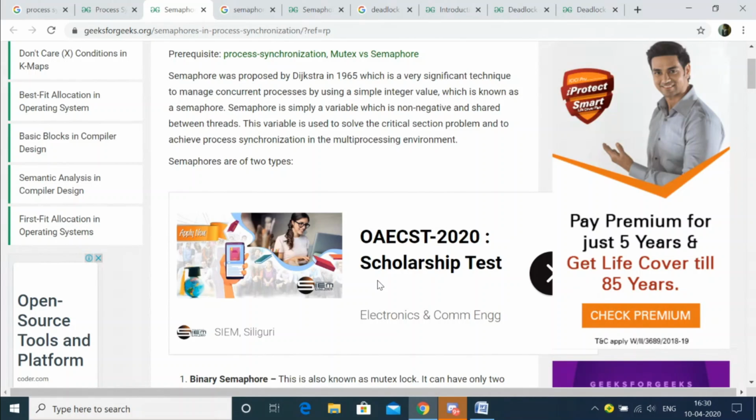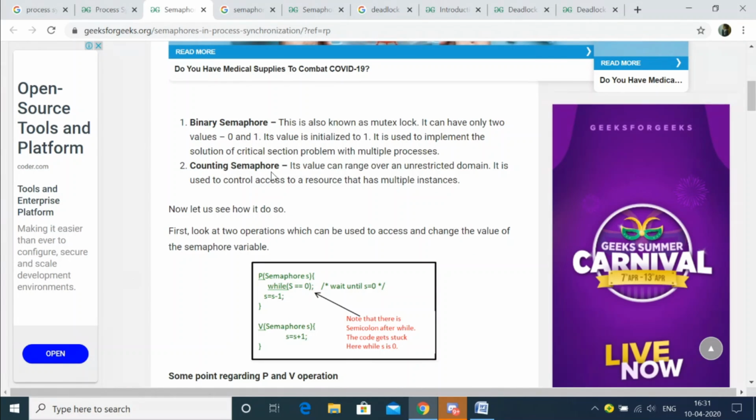Sir, okay, counting semaphore, yes. Tell me. Sir Nihal has asked a question in doubts. Okay, let me check. Okay, bounded again, no? All right.